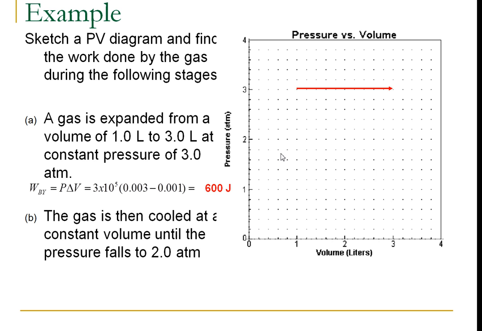The gas is then cooled at a constant volume until the pressure falls to 2 atmospheres. So this is the case right here, it falls. But we can see the work done is 0 because the change in volume is 0.